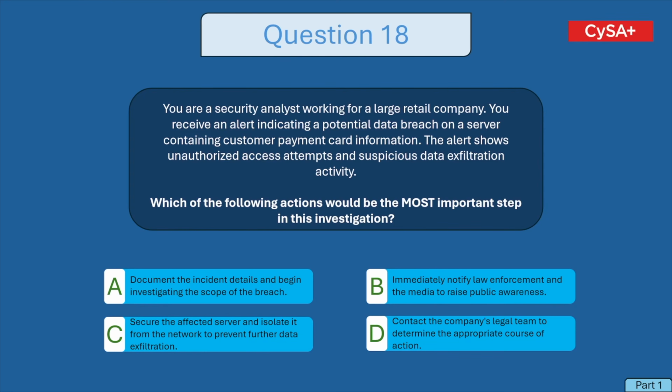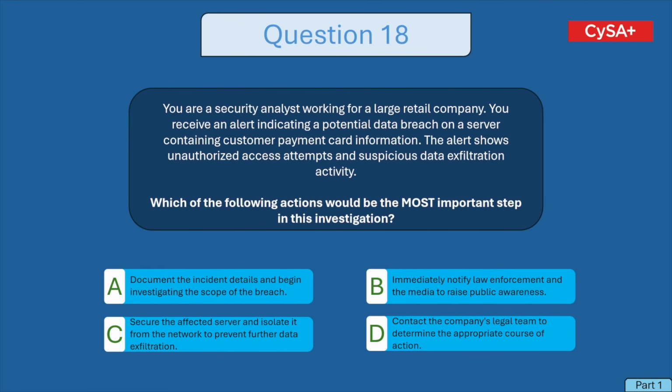A. Document the incident details and begin investigating the scope of the breach. B. Immediately notify law enforcement and the media to raise public awareness. C. Secure the affected server and isolate it from the network to prevent further data exfiltration. D. Contact the company's legal team to determine the appropriate course of action.